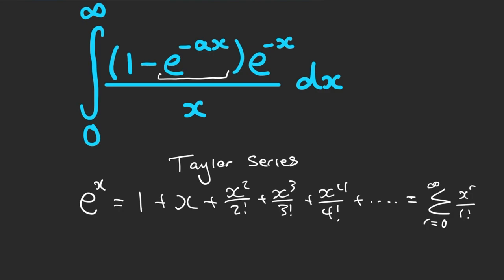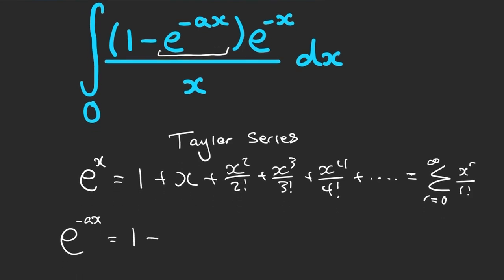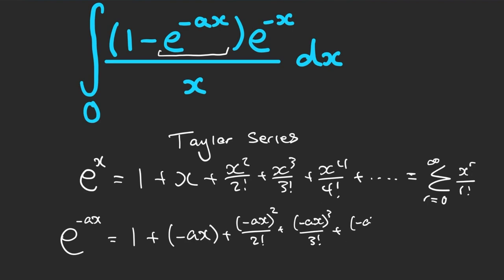Thank you, Taylor Swift. So, we don't have e to the x, though. We have e to the negative ax. Well, that's good, because all we have to do is go ahead and replace all of our x terms in this expansion with negative ax. So that's going to look like 1 plus negative ax plus negative ax squared over 2 factorial plus negative ax cubed over 3 factorial plus negative ax to the 4 over 4 factorial, and so on off into infinity.